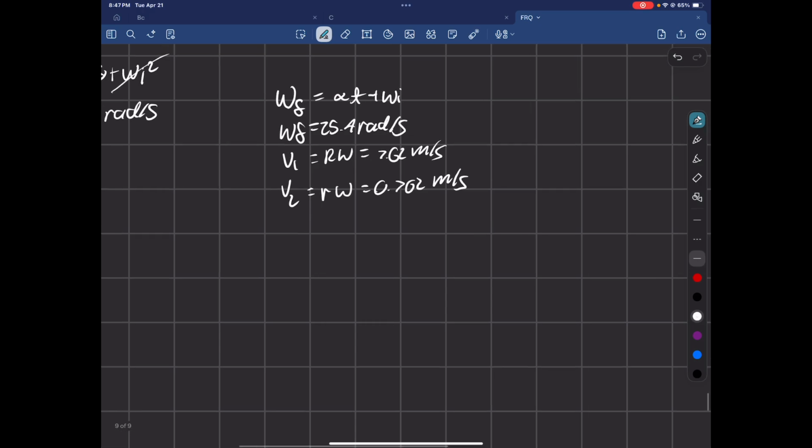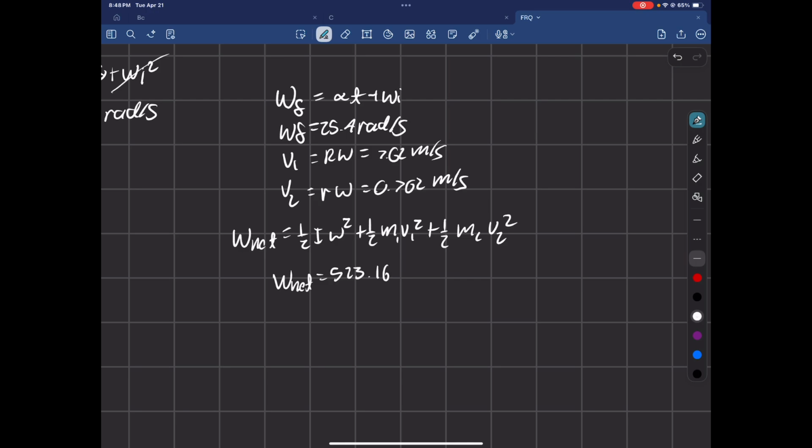And the net work would just be 1/2 times these terms. So then we get a net work of 523.16 joules.